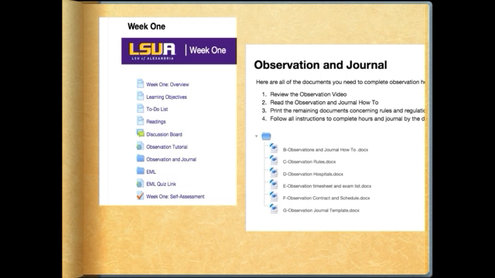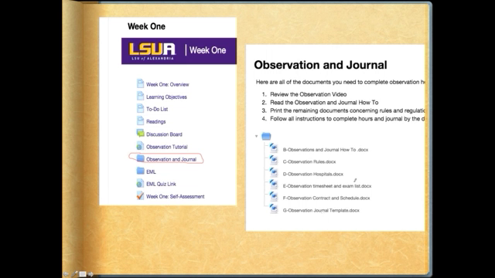So in order to find all of the documents that you need for observations, you will go to the class on Moodle, and you will go underneath week 1. And if you look under week 1, you will see a folder, Observation and Journal. If you click this folder, it will bring up all of the documents that you need for your observation hours.